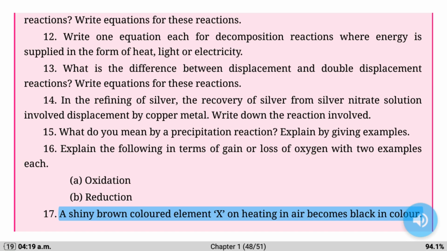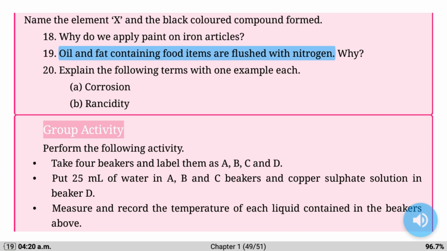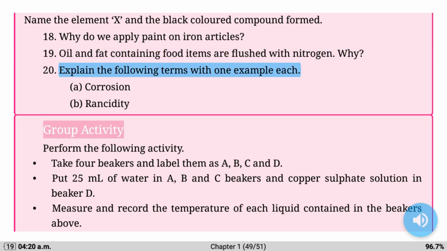17. A shiny brown colored element X on heating in air becomes black in color. Name the element X and the black colored compound formed. 18. Why do we apply paint on iron articles? 19. Oil and fat containing food items are flushed with nitrogen. Why? 20. Explain the following terms with 1 example each. A. Corrosion. B. Rancidity.